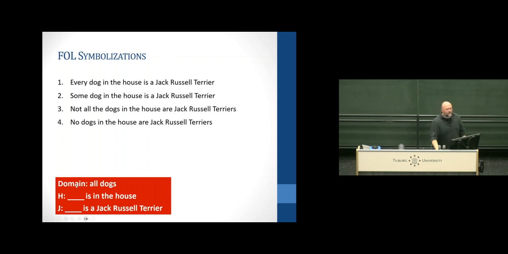So let's just use this symbolization key. Our domain will be all dogs everywhere, every when. We'll have H is in the house, and J is a Jack Russell Terrier. This is going to be our symbolization key as we walk through all of these exercises.